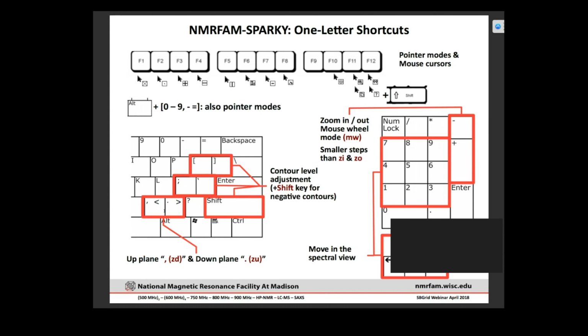And if you are dealing with a 3D experiment, this comma and dot will work as up plane and down plane, which used to be ZD and ZU. That will be a very convenient 1-letter key that you can utilize for 3D experiments. And also mouse wheel mode. You can change the mouse wheel mode by typing MW. That way, you can use the mouse wheel for zoom in and zoom out.